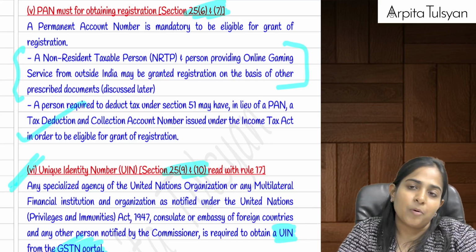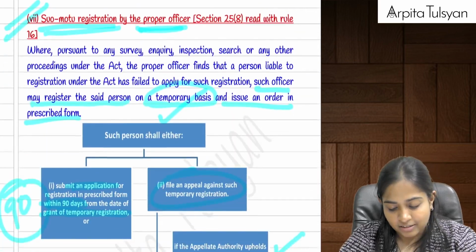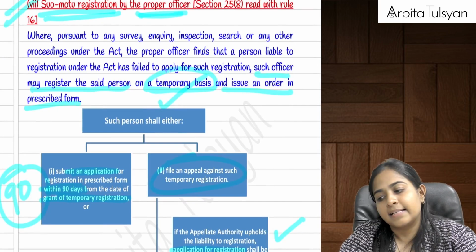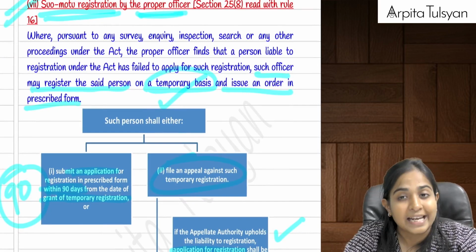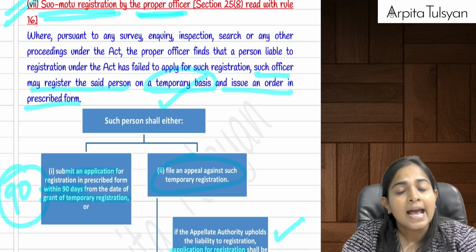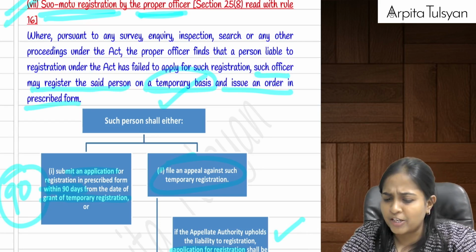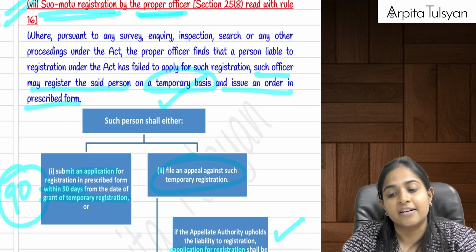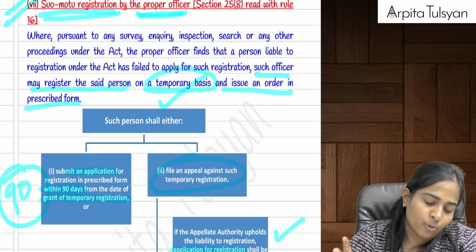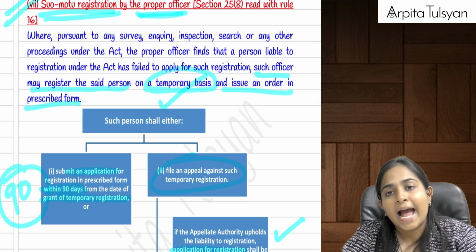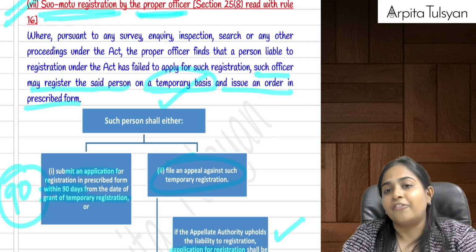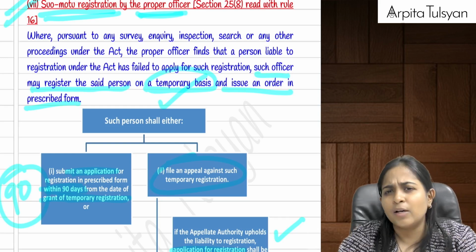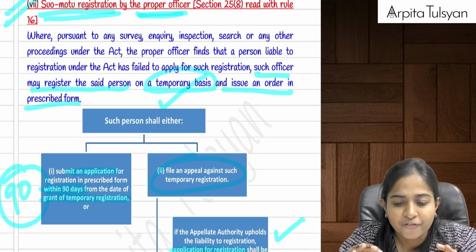Now let's say if we did not apply for registration, can the proper officer suo moto give me the registration? The answer is yes. Let's say I was liable, I was eligible for registration, but I did not apply, and the officers conducted inquiry, inspection, survey, etc. in my business, and they came to know that I should be registered. Then they will issue me a temporary registration for the time being, and they will pass an order on me. Then if I am of the opinion that yes, registration is required, I will go and apply for registration within a time period of 90 days.